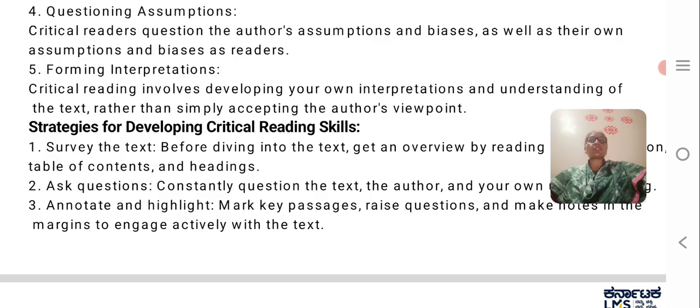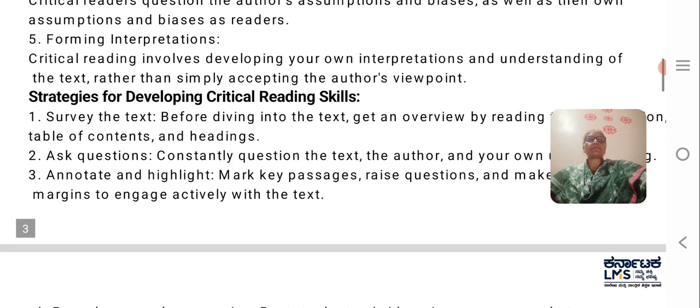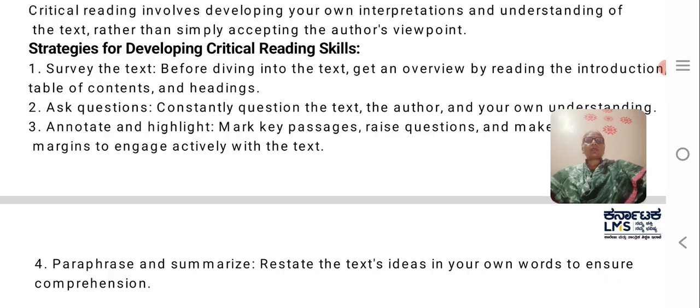When was the text published? Is the information current and relevant, or is it outdated? So, this has to do with surveying the text. Once the reader surveys the text, we can give one example. When reading a research article about climate change, a critical reader would consider the author's affiliations, that is, is the author part of a fossil fuel company or an environmental organization, and the journal's reputation to assess the potential for bias.